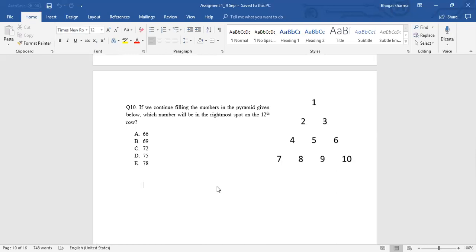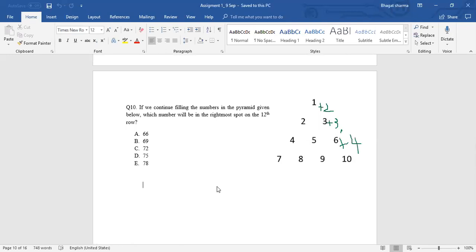No one? Shall I do it? Okay, Adish, tell me. So 1 is the first number on the rightmost spot. Then you add 2 to get 3. Then you add 3 to get 6 and 4 to get 10. So that way you keep adding one more.